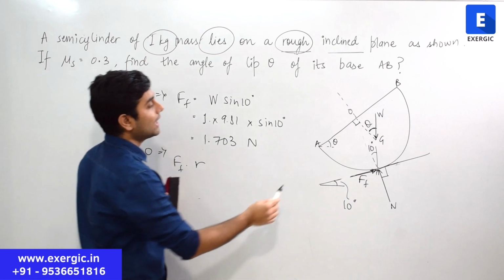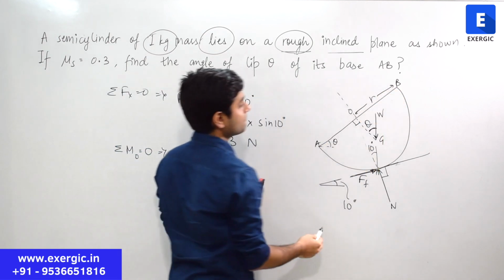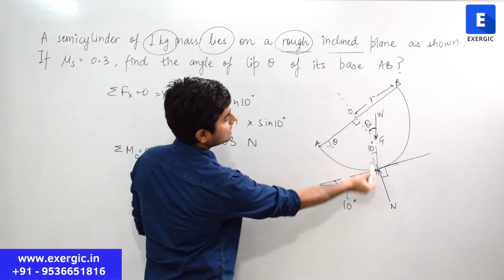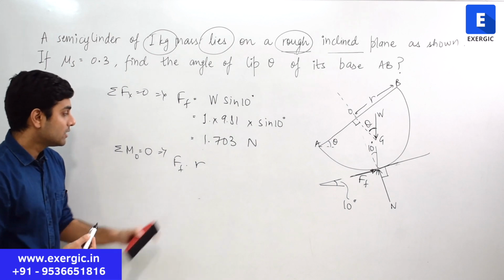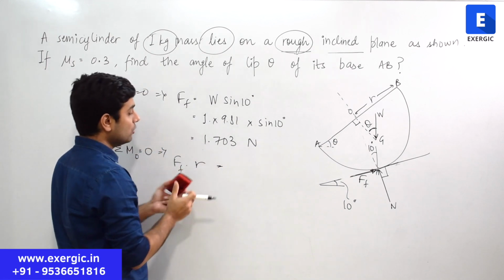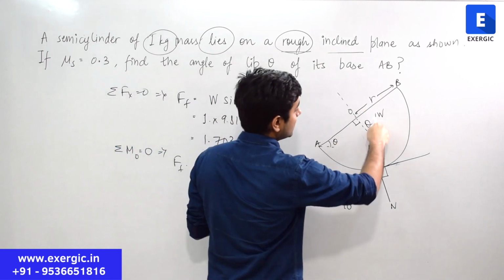R. Let's say R is the radius. R is the radius of this, right? So from this point to this point of contact, this distance will also be the radius. So this is the counterclockwise moment of friction, which should be equal to the clockwise moment of weight. Weight is acting like this.